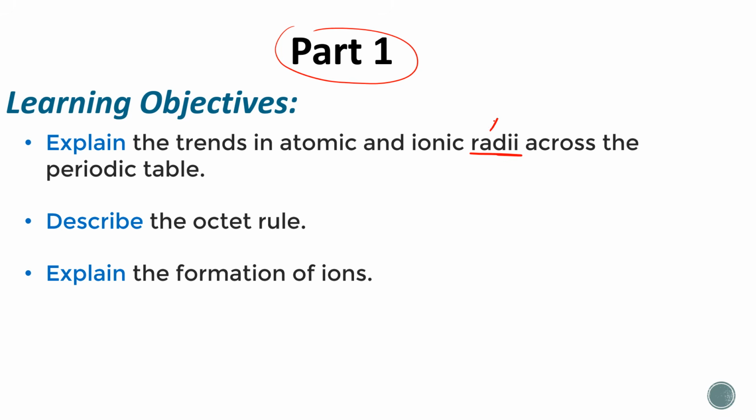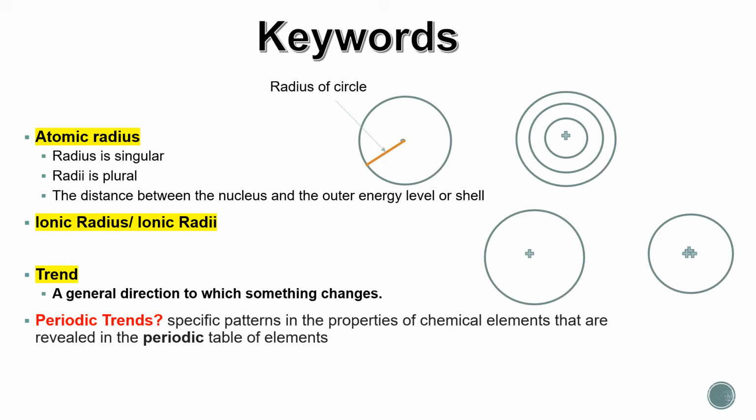So radii is the plural of radius, اللي هي نصف القطر. So atomic radii, نصف قطر الذرة. Describe the octet rule and explain the formation of ions. So this is what we want to understand from part 1, guys, okay? And we'll see it while we are going.